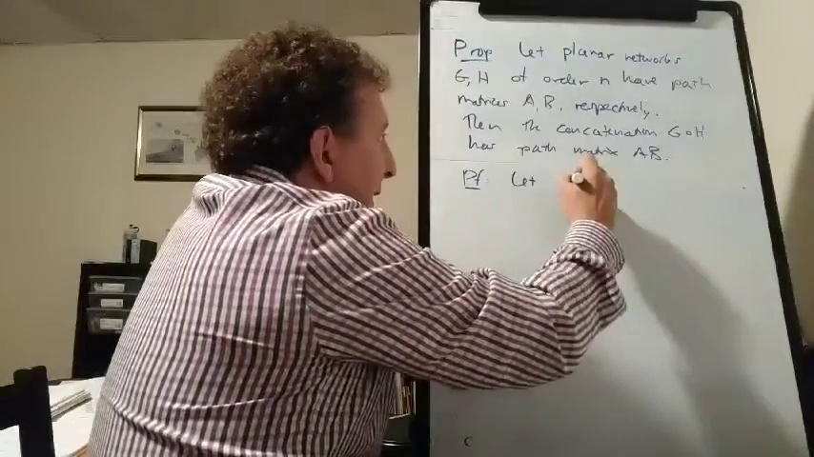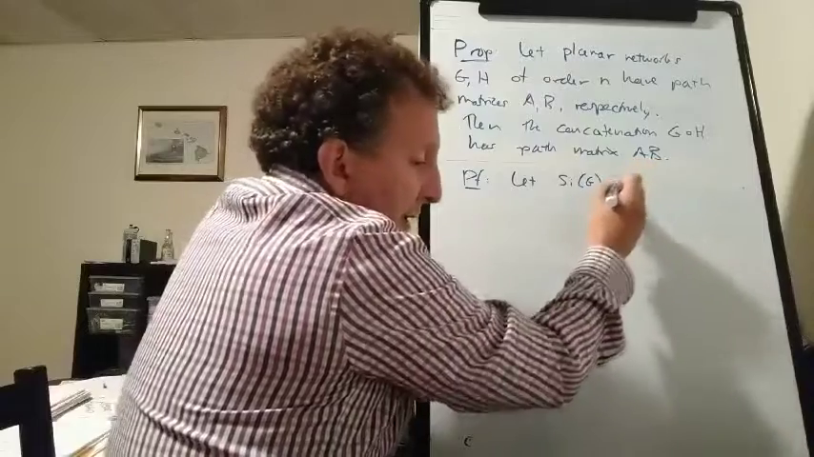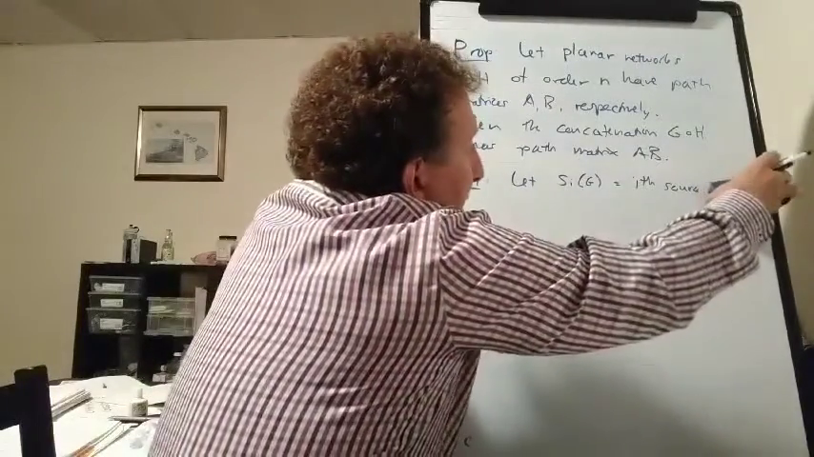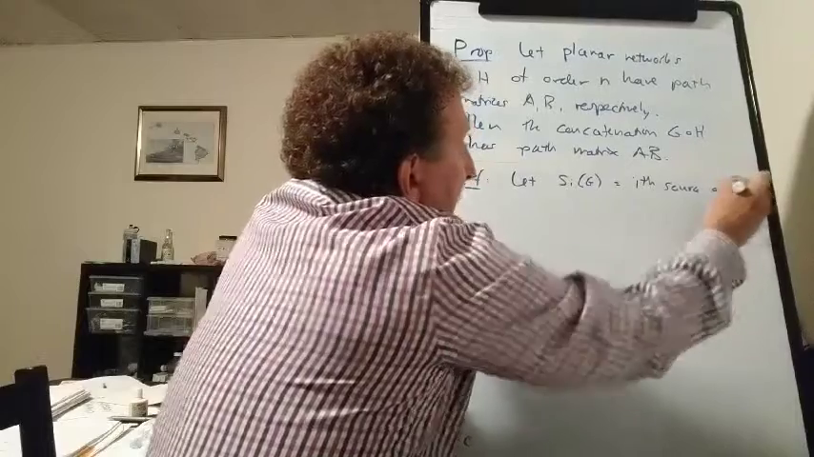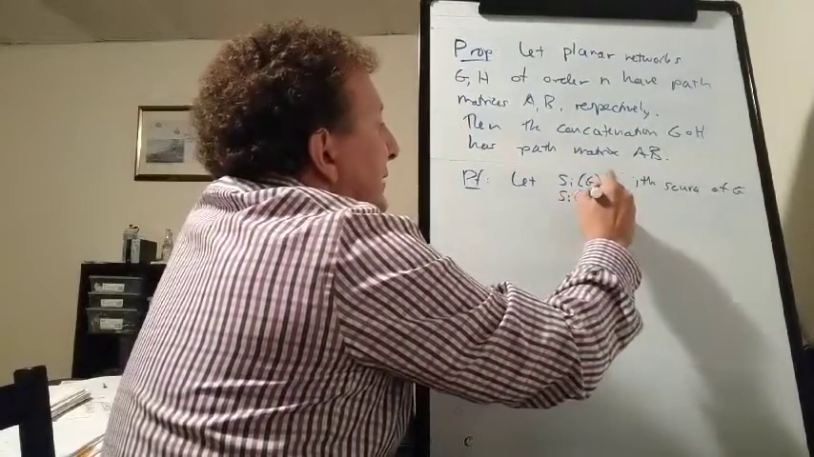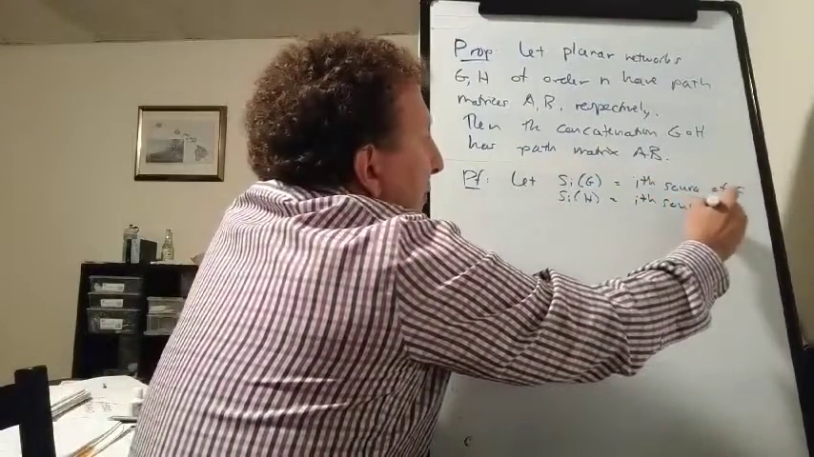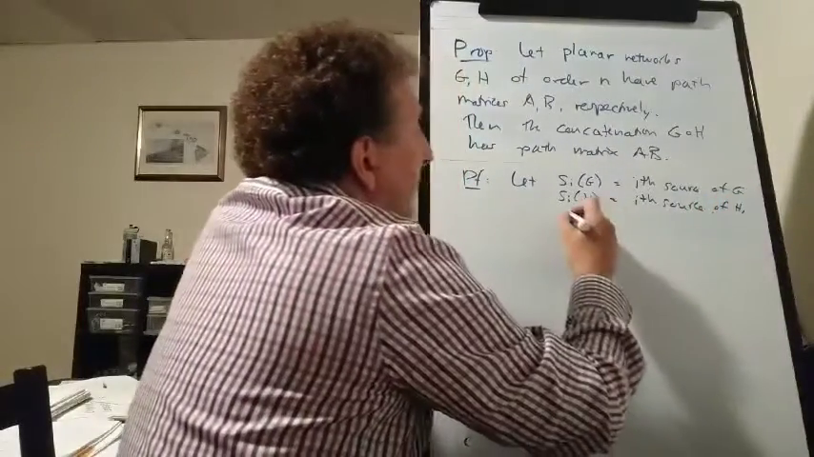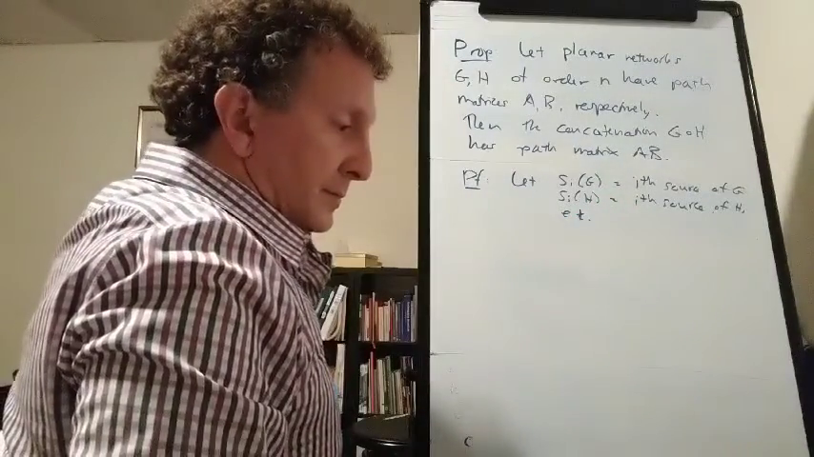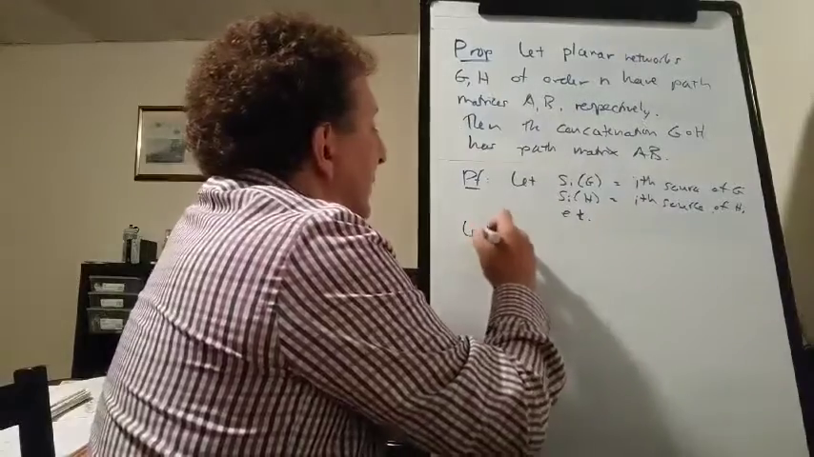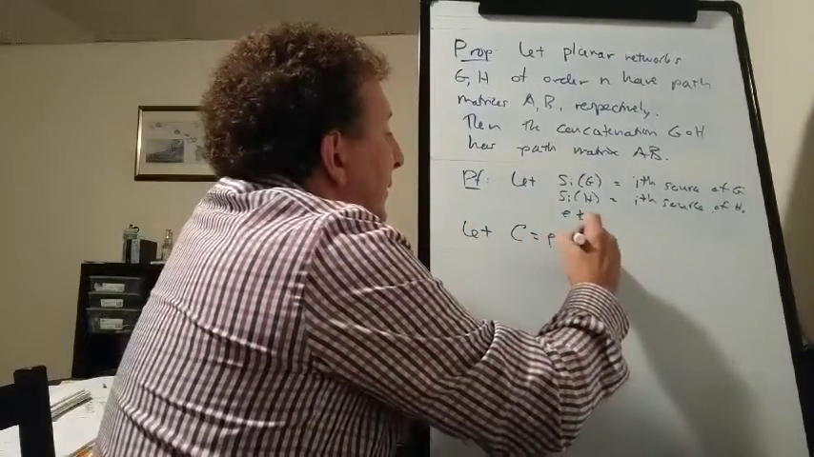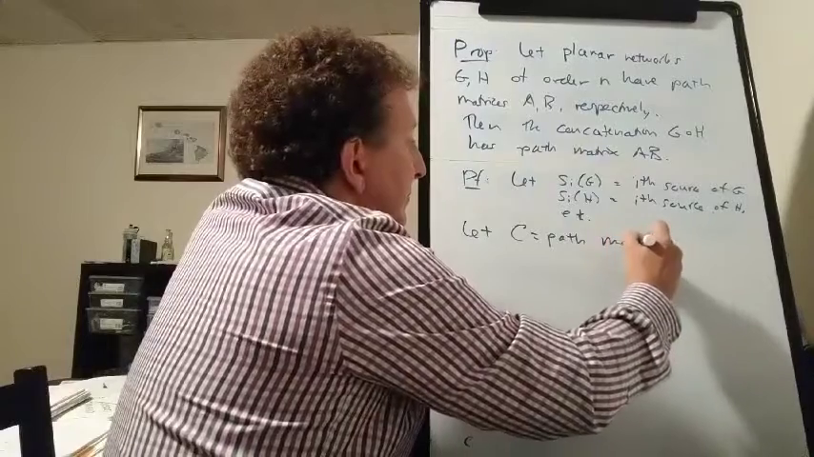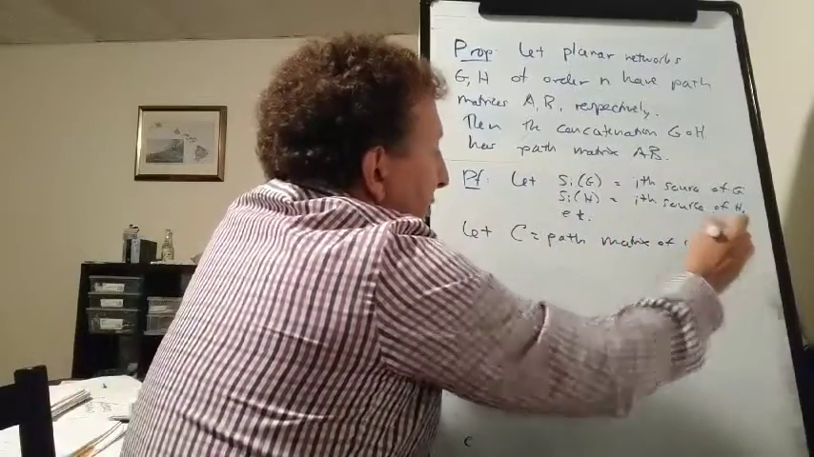I'm going to write S_i^G for the ith source of G, S_i^H for the ith source of H, etc. Now let's let C be the path matrix of G concatenated with H.